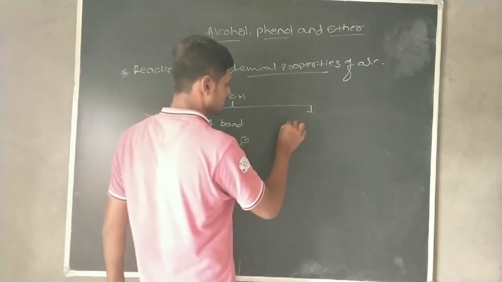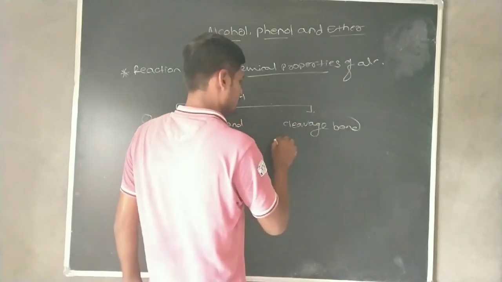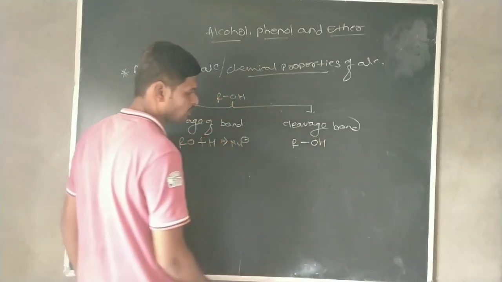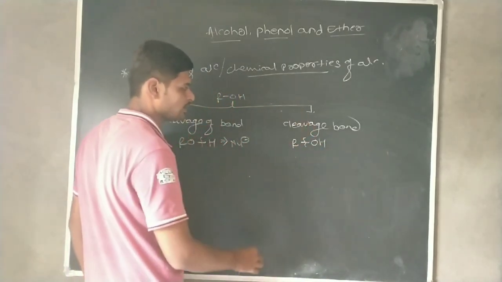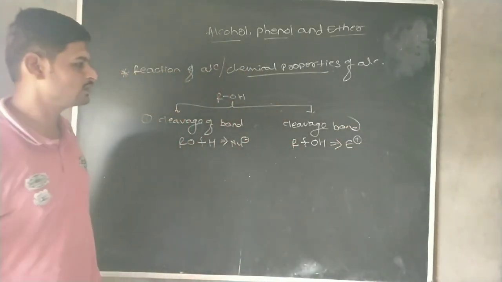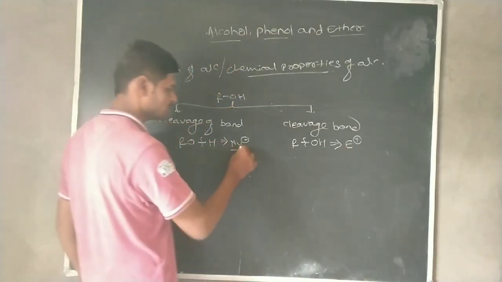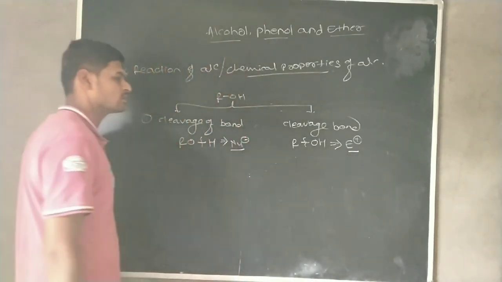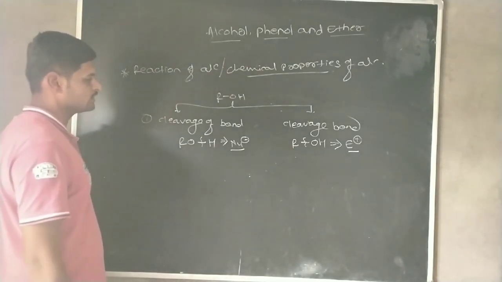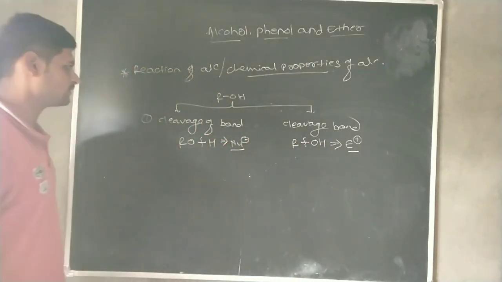The second is cleavage of the bond between the alkyl group and the hydroxyl group. After breaking this bond, an electrophile is formed. Electrophile means an electron deficient species, whereas a nucleophile is an electron rich species. The chemical reactions of alcohol happen on the basis of these two types of bond breaking.